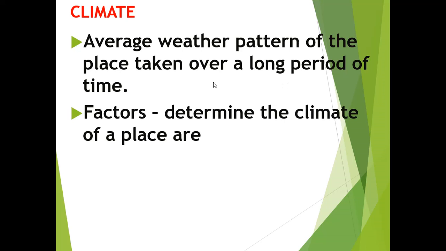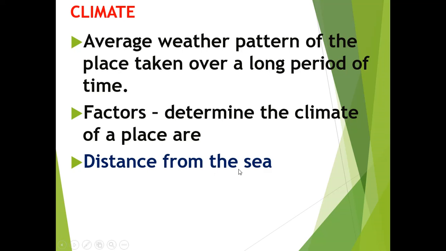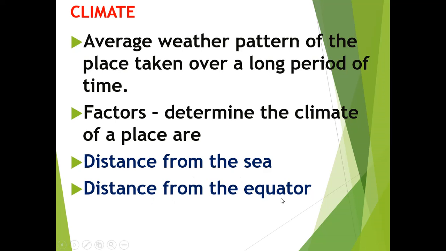And the factors which determine the climate of a place are, first, distance from the sea. For a particular place, whether it is far from the sea or near the sea matters. Near the sea we can often expect rainfall, isn't it? So the distance from the sea will determine the climate of a place. Next, distance from the equator also determines the climate. Then wind direction: whether the wind flows from south to east or east to west will also determine the climate of a place.